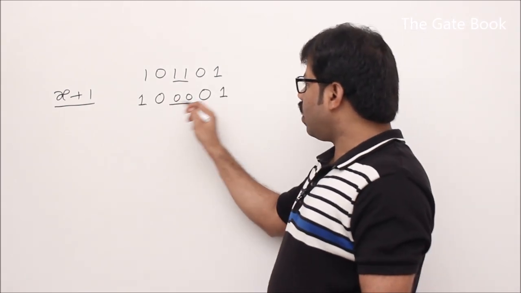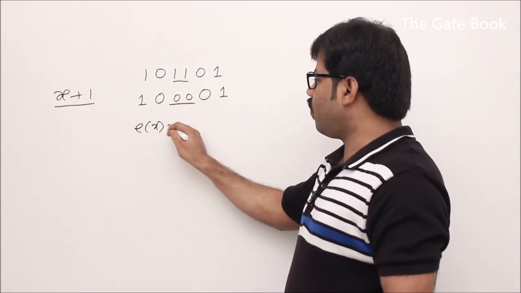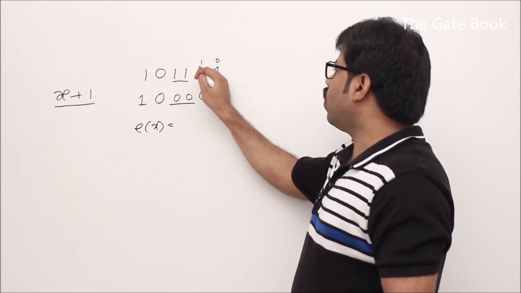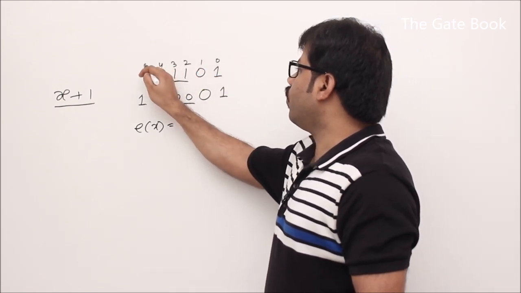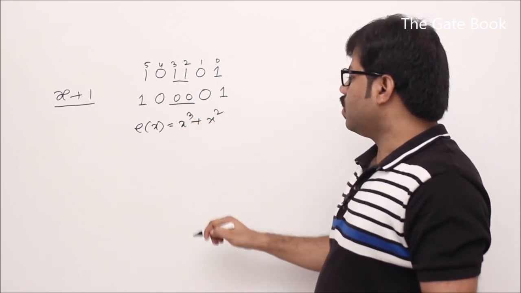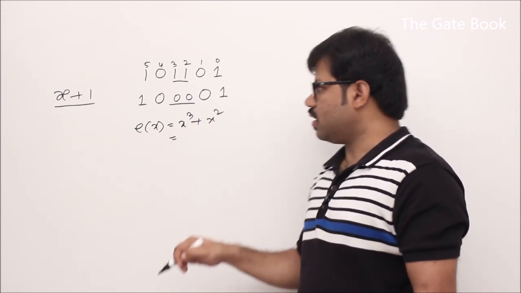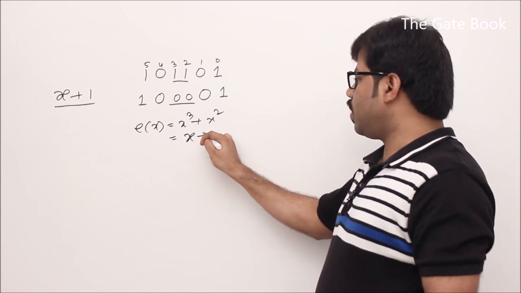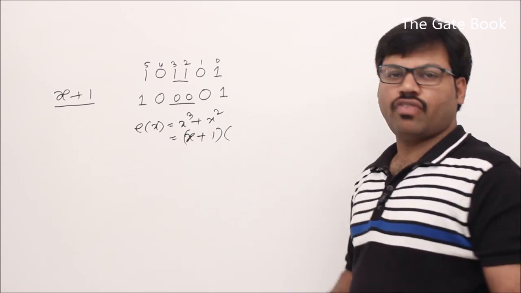Now what is the polynomial for the 2-bit error? That means e of x. Simple. This is 0, 1, 2, 3, 4, 5. We know that the error will be x cube plus x squared, right? So whenever you have two errors like this, then that polynomial will have x plus 1 as a factor. I can take x plus 1 as a factor.